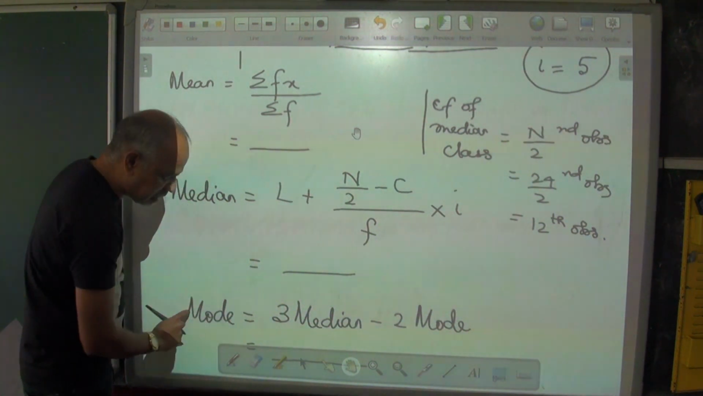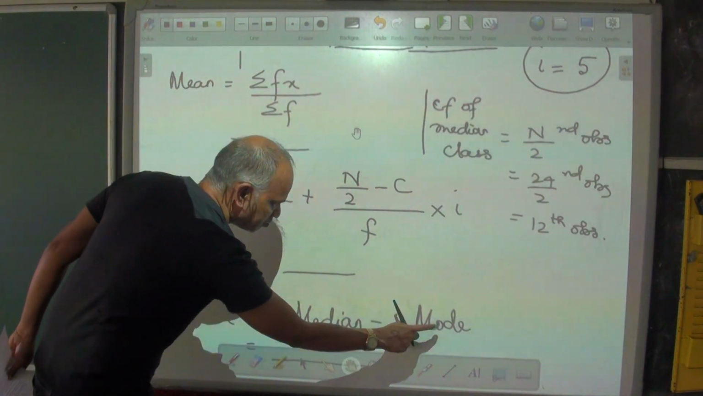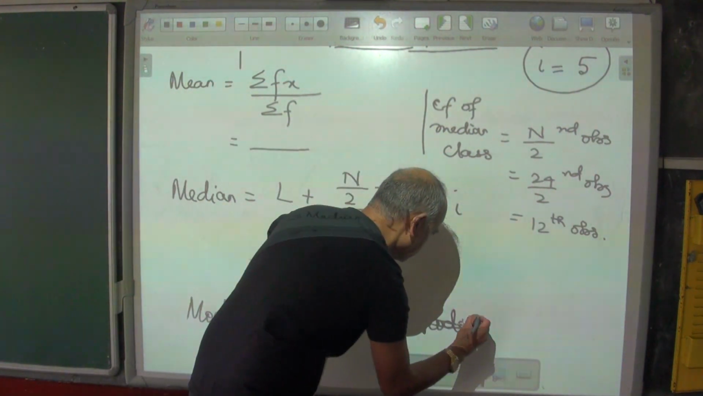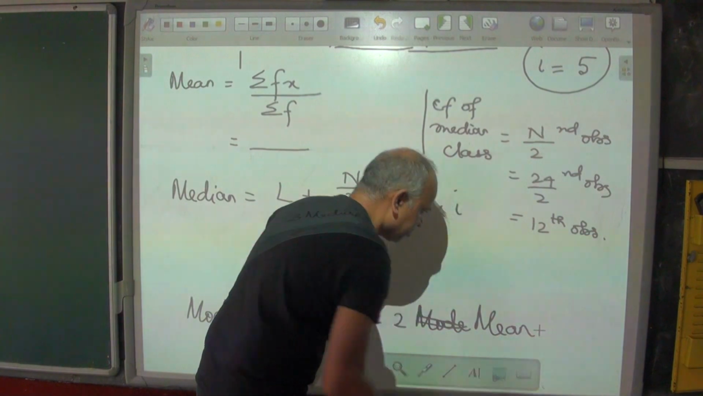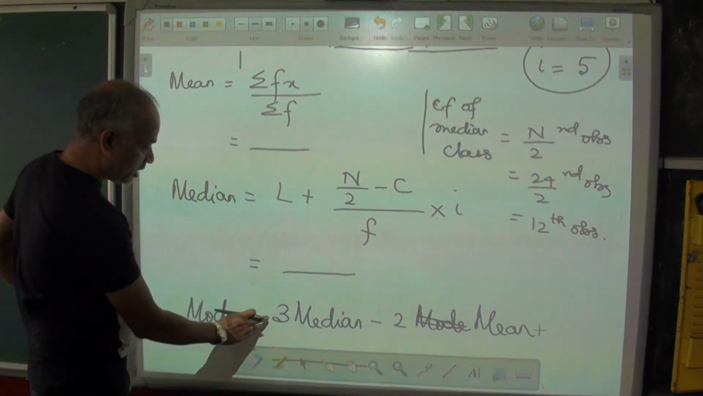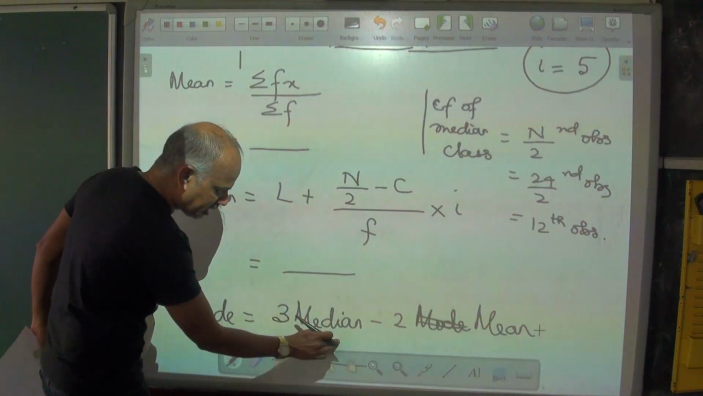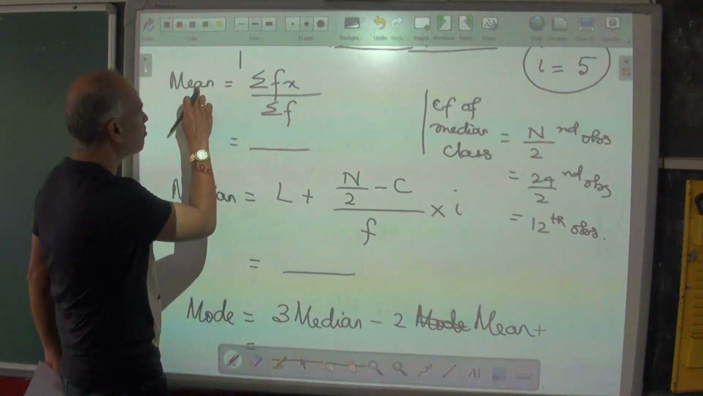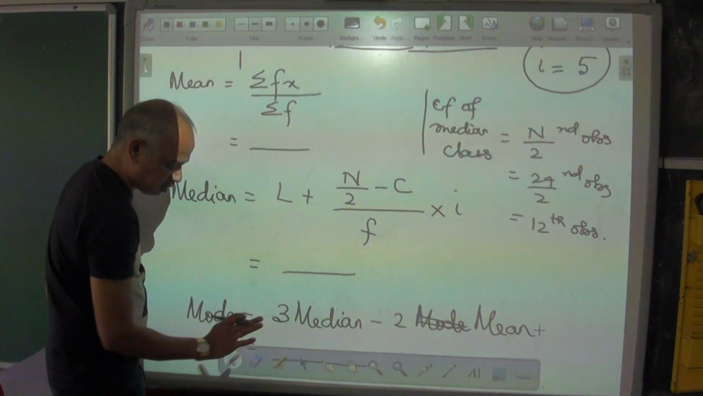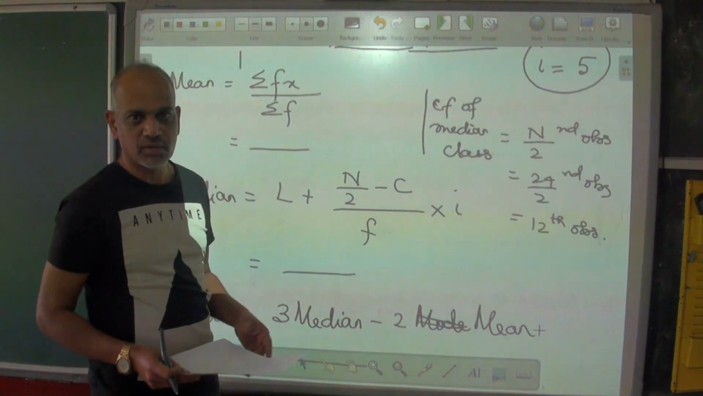And mode is given by this formula. Mode is 3 times median minus 2 times mean. Sorry, this is not mode, it is mean. 3 times median minus 2 times mean. 3 times median means 3 multiplied with whatever median value you got here, minus 2 times the mean value, whatever you get here. Multiply, subtract them, you will get the mode. Okay. So these are the topics. This is how you'll have to do.